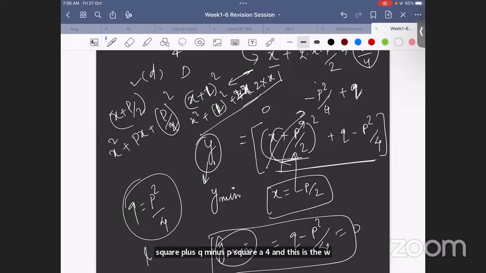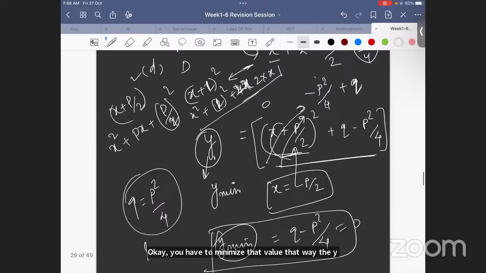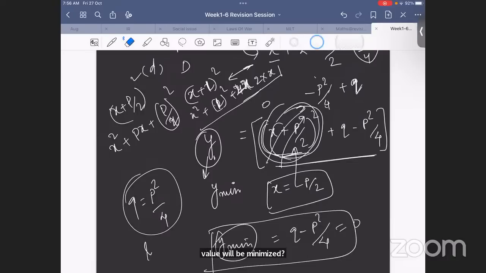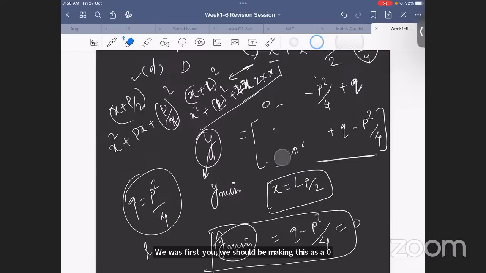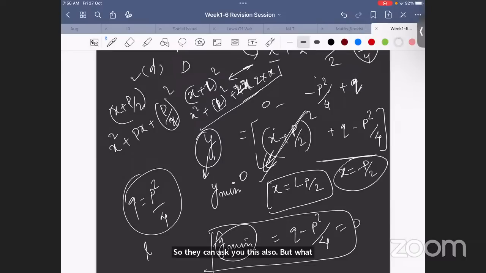Okay, as you have to minimize that value, at what point do you think the value will be minimized? First we should make this 0, correct? If you have x plus p by 2 whole square, and somebody asks what the minimum value is, first thing is this should be 0. To make this 0, x should be equal to minus p by 2. So they can ask you this also: at what point is y minimum?